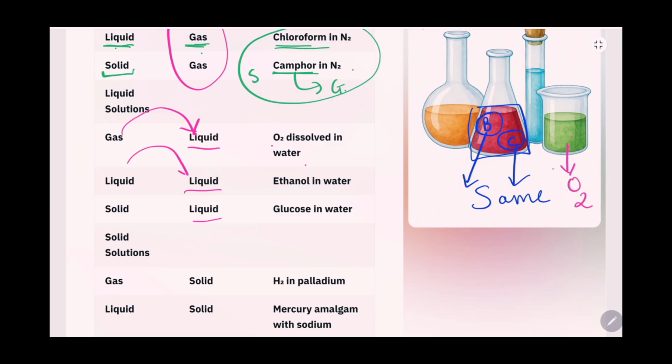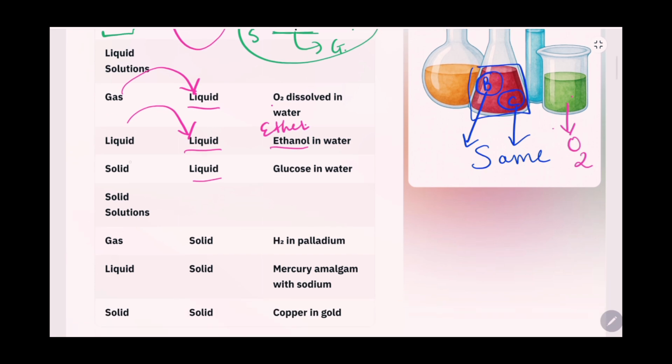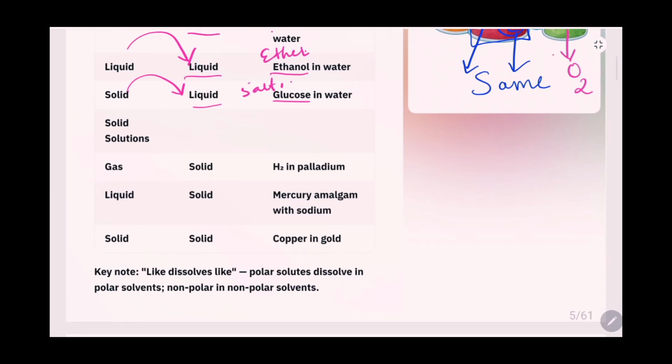Similarly, a liquid is added in liquid, like ethanol in water, ether in water. The third is solid is added in liquid, like glucose in water, salt in water, sugar, sucrose in water, and so on. The third classification, the third type is solid solutions, where we have the solids as solvents and the solutes are gas, liquid and solid.